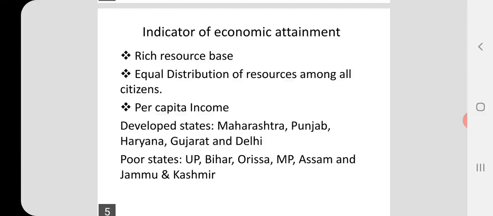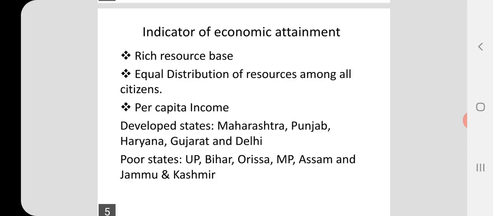Next is equal distribution of resources among all citizens. We can see that enough resources are available in a state, but these resources are not equally distributed to all the people. As a result, two groups are formed. One is rich, second is poor. So if we want to progress in Human Development Index, equal distribution of resources is very necessary.